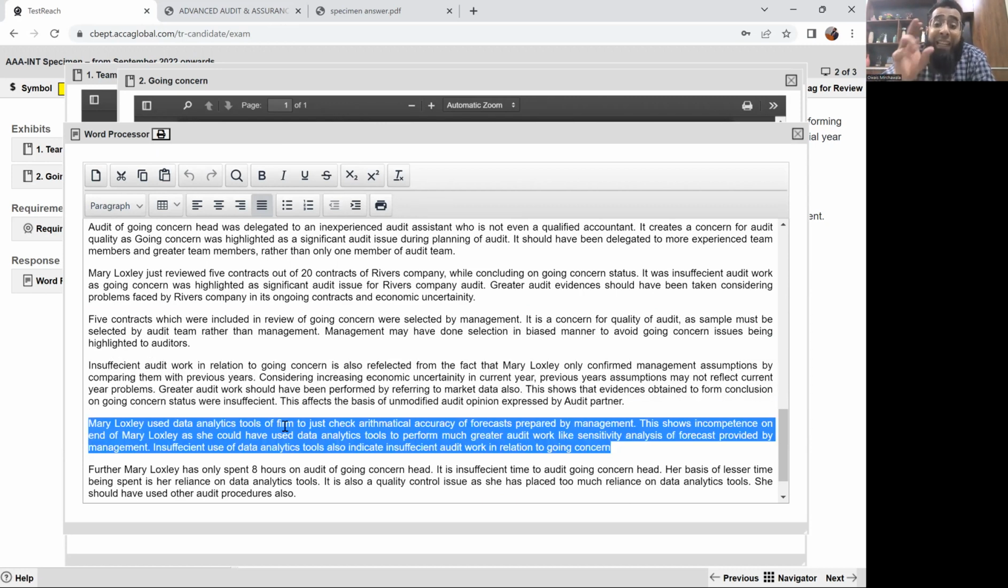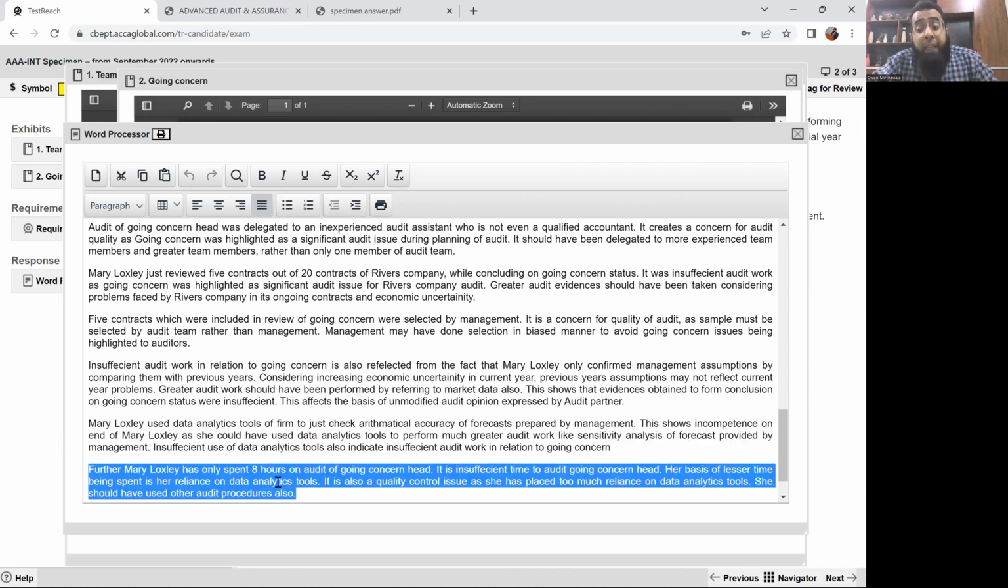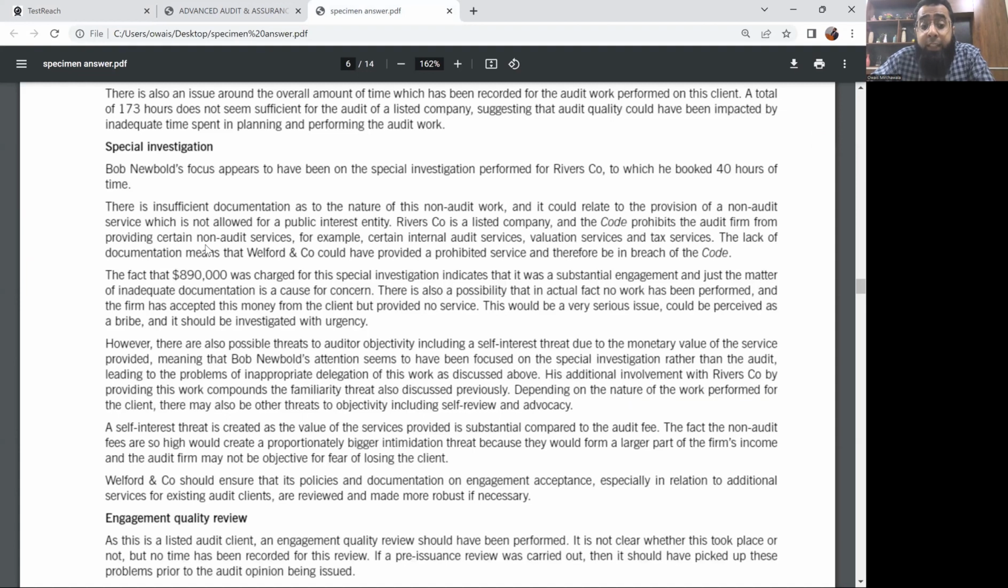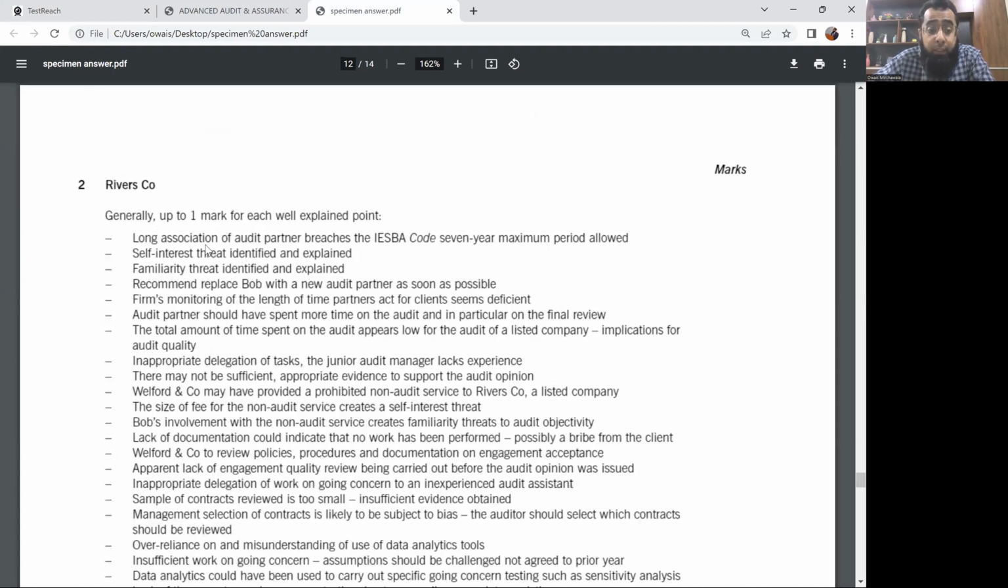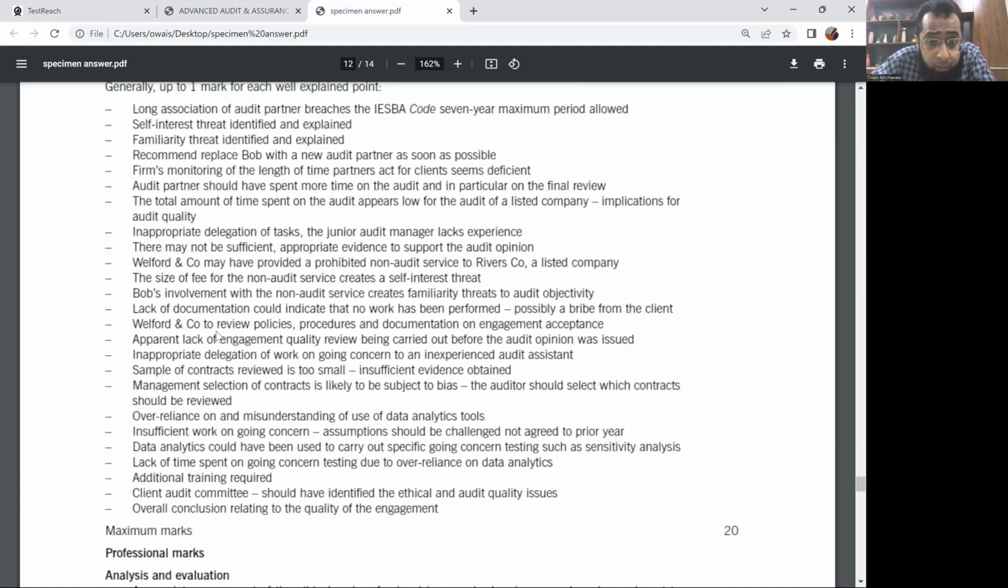Then we referred to the fact that the data analytics tool was only used to check mathematical accuracy. She should have done some sensitivity analysis and things like that, because a data analytics tool can be very useful when you are testing going concern. It can check multiple possibilities. And then we said that only 8 hours were spent on the audit of going concern when it was a significant risk.